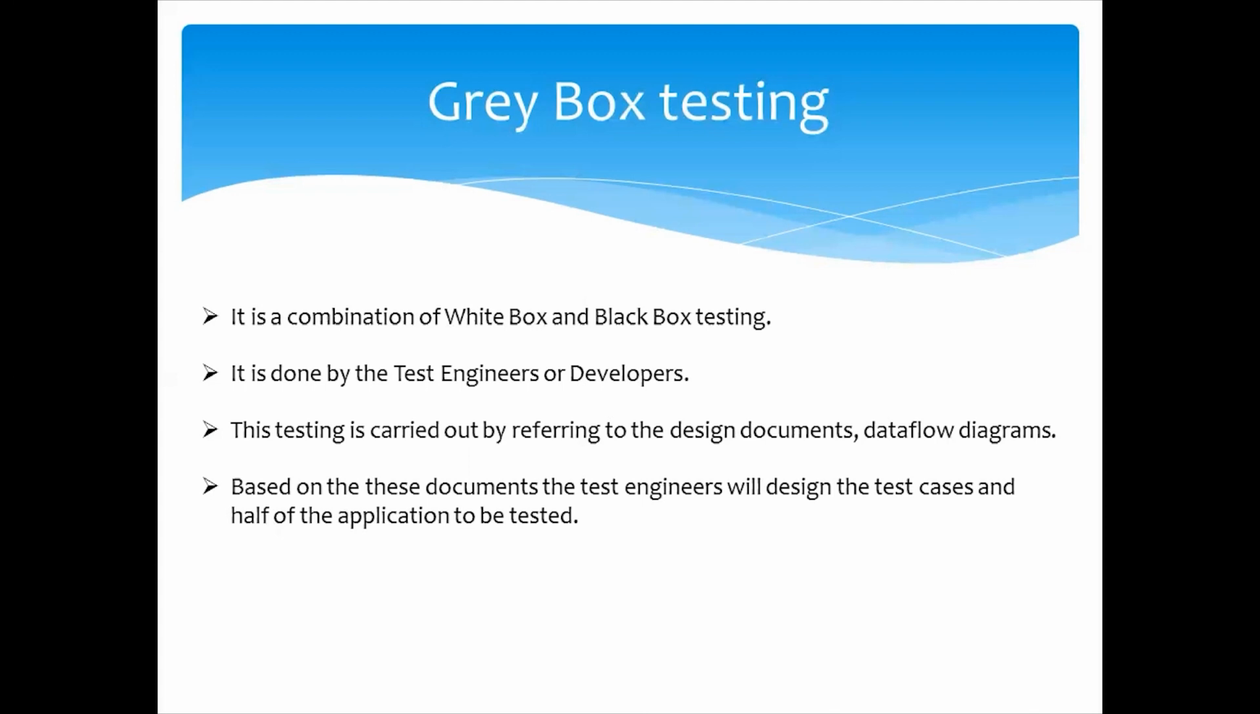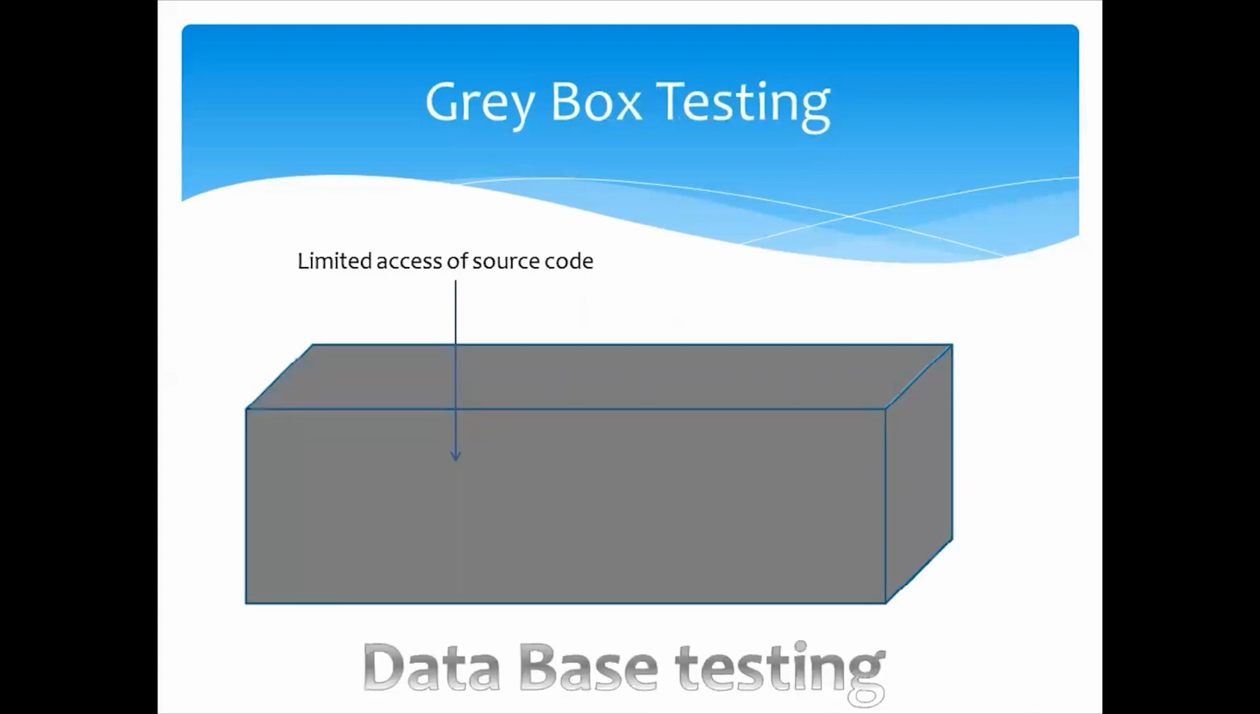Based on these documents, the test engineer will design the test cases at the initial stage of test case design. By looking into the data flow diagrams and design documents, they will design the test cases, and half of the application can be tested, because before the UI development, the database work happens, right? We can perform our testing from the backend. The backend means the database kind of things. That's why I'm saying half of the application can be tested before we go to UI testing, like the application from the website side or the mobile application, whatever it may be. Before testing from the UI perspective, we complete half of the testing through gray box testing. So that's why I'm saying it is a combination of white box and black box testing, because we will have limited access to the source code.